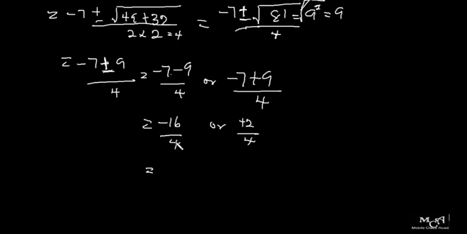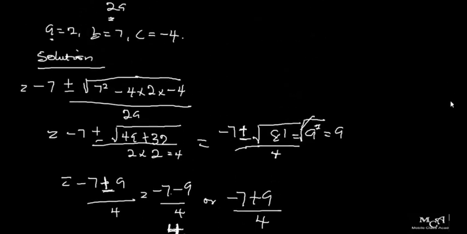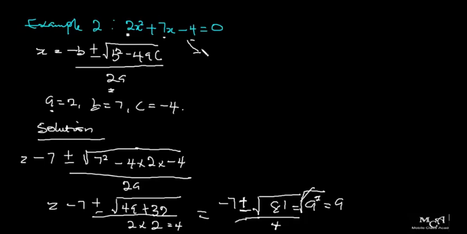From here, what do we have? 4 goes here 1, 4 goes here 4. But because of this minus, we are going to have minus 4, or 2 goes here 1, 2 goes here 2. We are going to have 1 over 2. So our x will give us minus 4, or 1 over 2. So that will be the answer to the equation above here. So the solution to this expression will be x equals minus 4 or 1 over 2. So that's the answer to example 2.